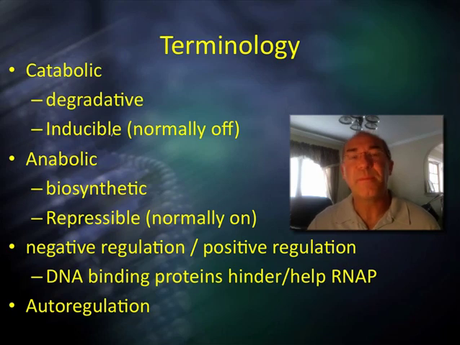They are inducible. There are also genes that are anabolic, and these genes make a particular product, biosynthetic genes, and these genes are normally on, but if we already have that product in the cell, then we can turn this gene off by repressing it. These genes are therefore negatively regulated or positively regulated, turning off or turning on. And the whole reason these work is that there are a series of DNA binding proteins that help or hinder RNA polymerase to do the transcription.